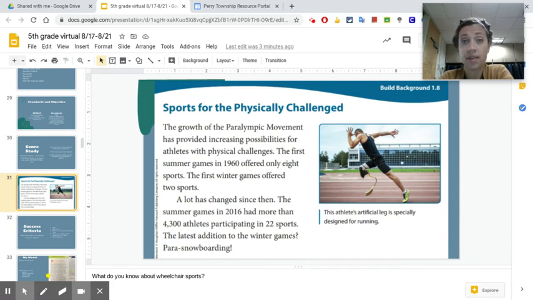So that athlete's leg was specially designed for running. We don't know how he lost it. Maybe he was born without his leg. Maybe he lost it in some way. But he's still an Olympian. They still have Olympics for people who have physical disabilities. One of my friends, actually, she helps people who are blind run marathons. It's really cool.